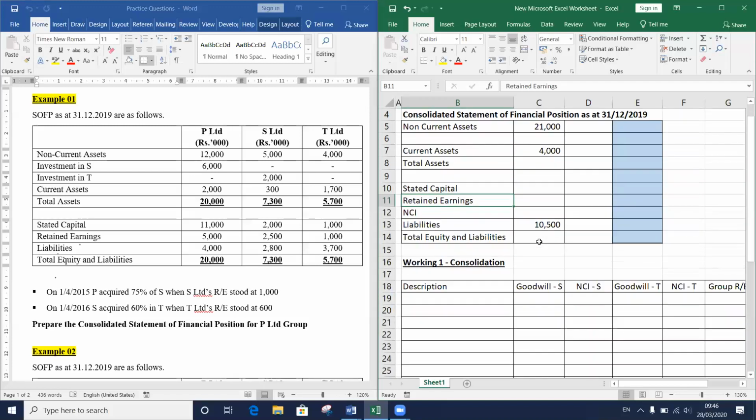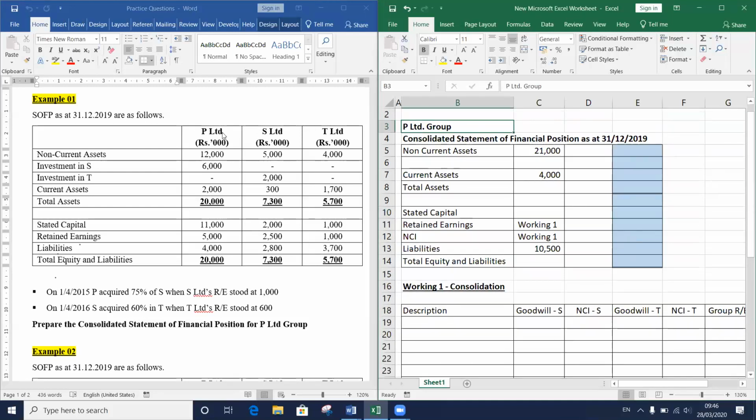Right, there are items to add line by line, and then this retained earnings amount we have to take using a working. From that working we take the retained earnings amount and the NCI amounts. Right? From the same working. But the stated capital amount we need to consider as the final figure is the amount of the parent company. Who is the parent company here? We are preparing these accounts thinking we are P Limited. P is the parent. P Limited's stated capital amount is 11,000, which we can directly take as our final figure. Here, instead of adding line by line, we consider the parent company's stated capital amount as our final figure in the consolidated statement of financial position.